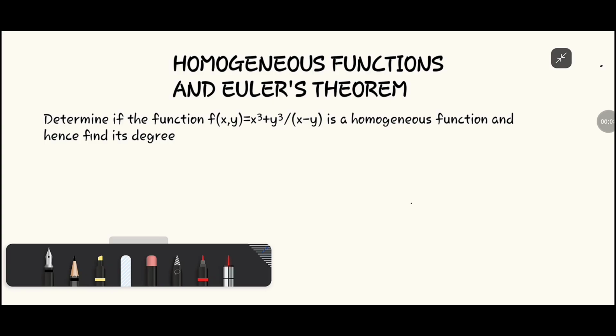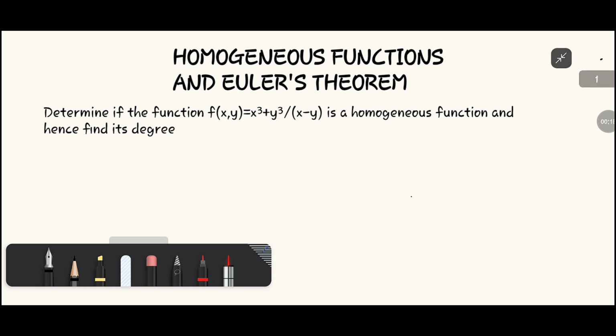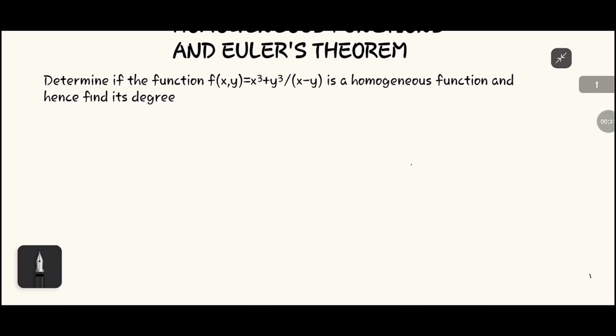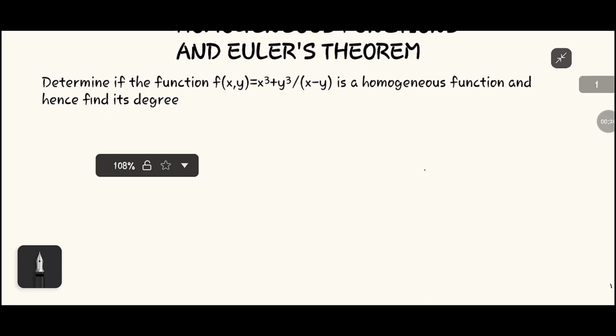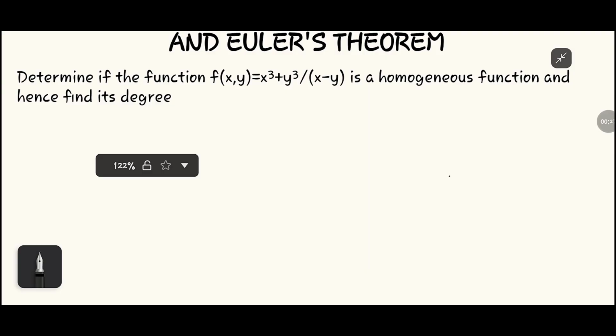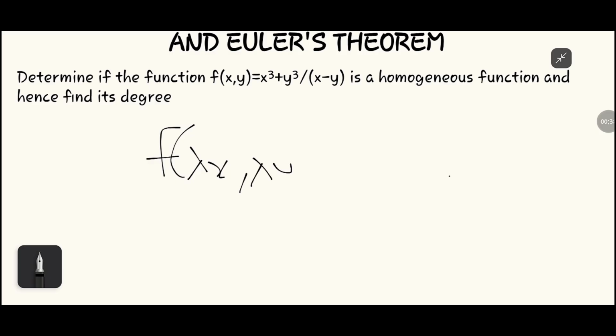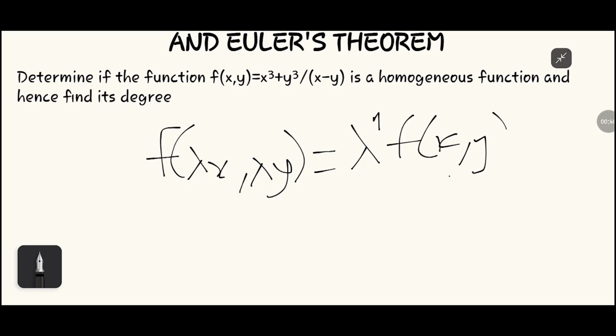So here we have another question. It says determine if the function f of x comma y is equal to x cubed plus y cubed all over x minus y is a homogeneous function and hence find its degree. Now it's almost the same question, it's just the change of function. So now remember the criteria for a homogeneous function. For us to have a homogeneous function, when we input lambda x and lambda y into the function, we'll have lambda raised to the power n of the original function.